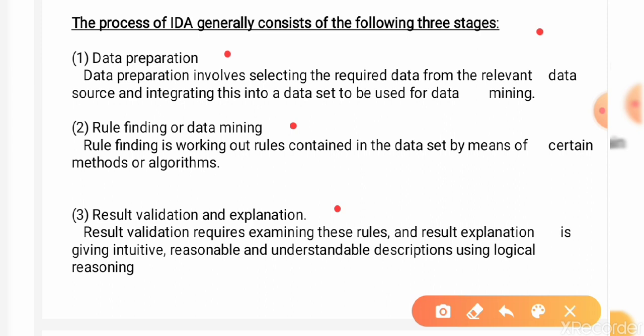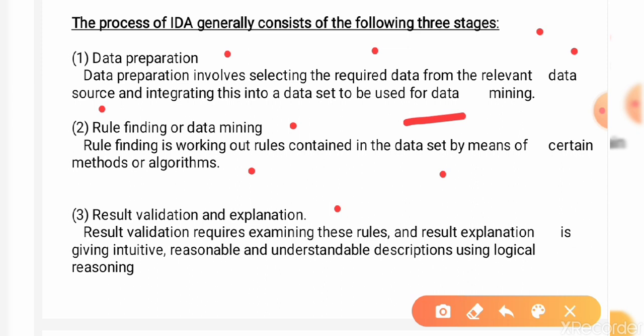Now we see data preparation. Data preparation involves selecting the required data from the relevant data source and integrating it into a data set to be used for data mining. Rule finding or data mining is working out the rules contained in the data set by means of a certain method or algorithm. Otherwise, we have to validate the result and give the explanation. That is result validation and explanation. It is one stage of the process of IDA.